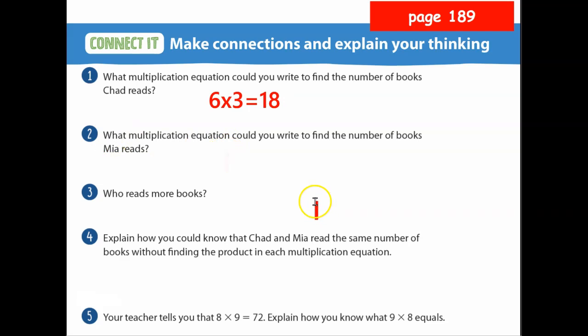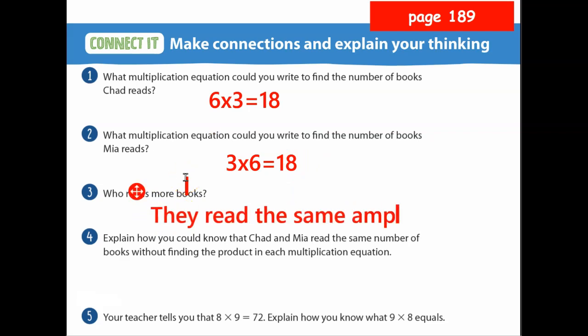It says, what multiplication equation would you use for Mia? 3 times 6. You just flip it over, right? 3 times 6, which also equals 18. Who reads more books? Don't I have the same answer? They read the same amount of books. They both did.